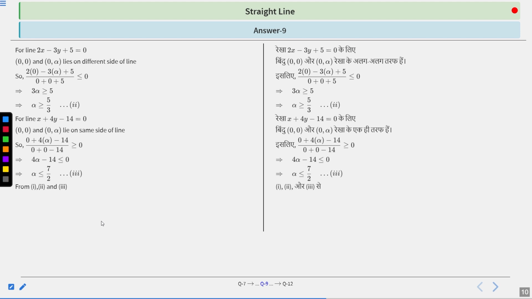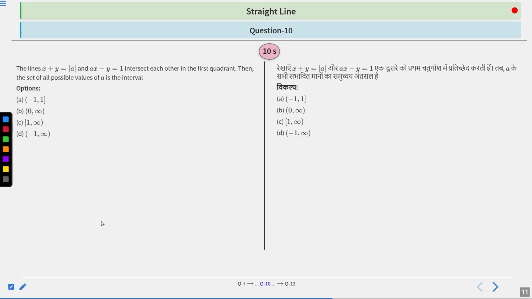Now from 1, 2 and 3, you will get alpha is between 5 by 3 and 7 by 2. Clear? Got it? So alpha belongs to [5/3, 7/2]. Right? So let's move to the next question, question number 10.